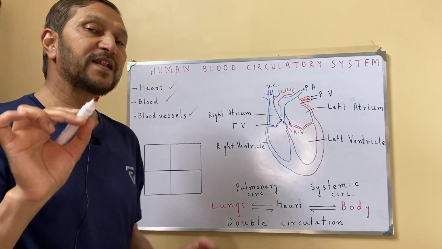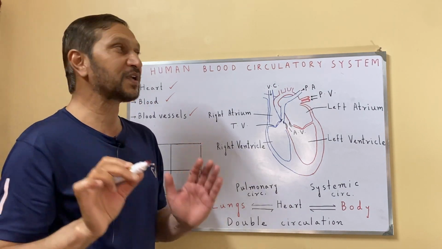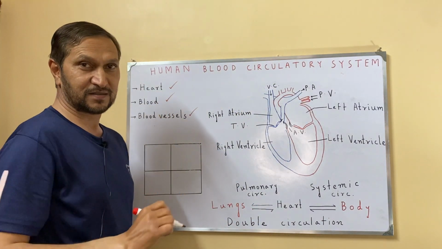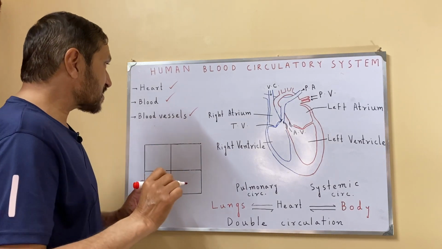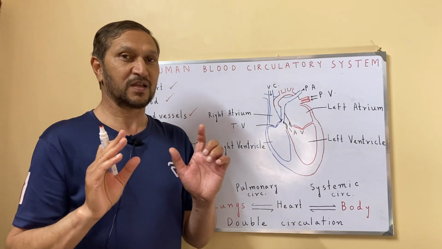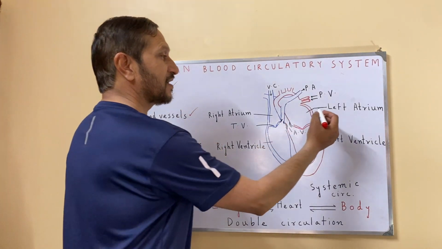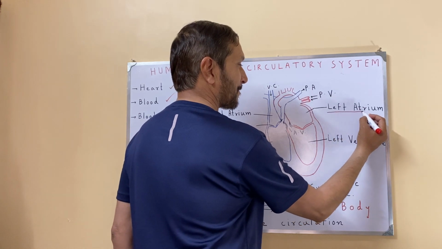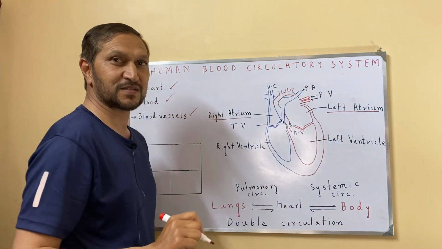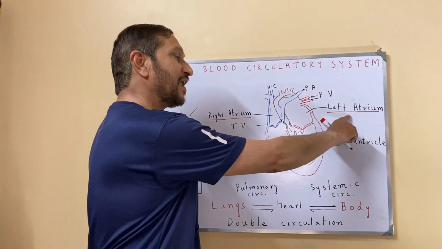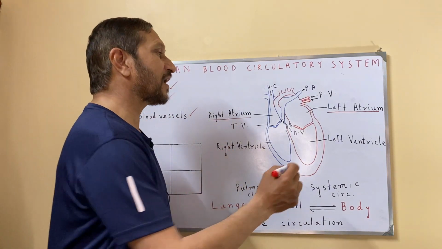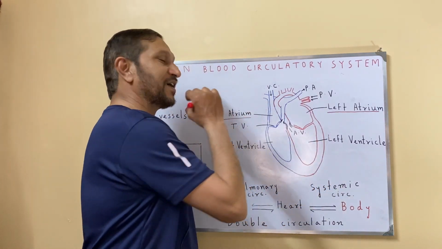As I mentioned, the main organ and main component of the human blood circulatory system is our heart. And the human heart has 4 chambers. These 4 chambers are the left atrium and right atrium, which are the upper 2 chambers, while the lower 2 chambers are called the left ventricle and right ventricle.